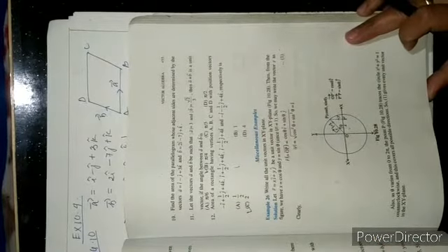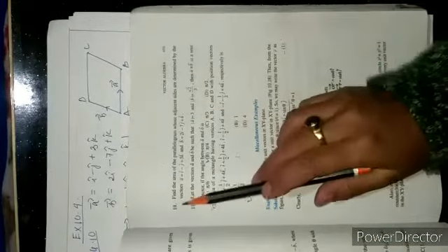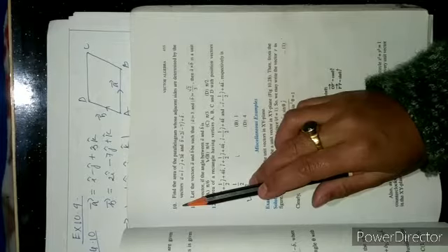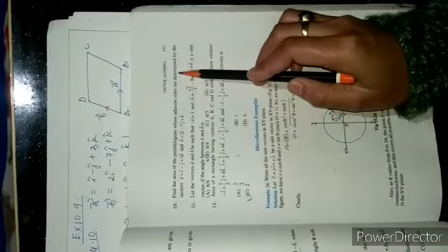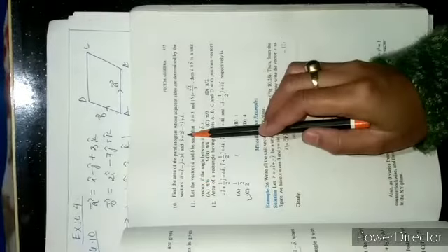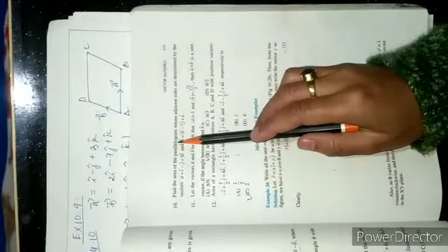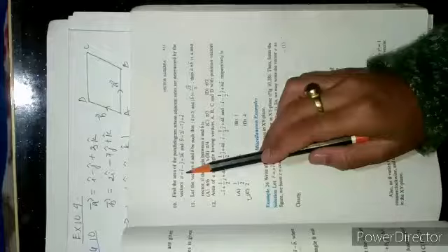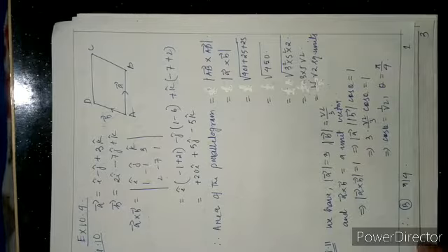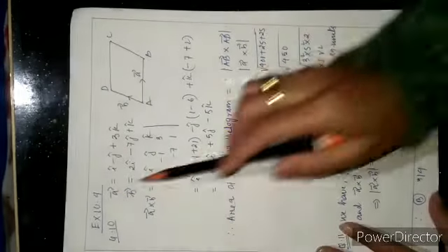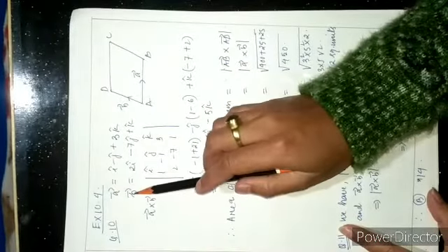Dear students, today we are going to solve question number 10 of exercise 10.4. Find the area of the parallelogram whose adjacent sides are determined by the vectors A vector and B vector. Then find the area of the parallelogram. First, write the components of A and the components of B.